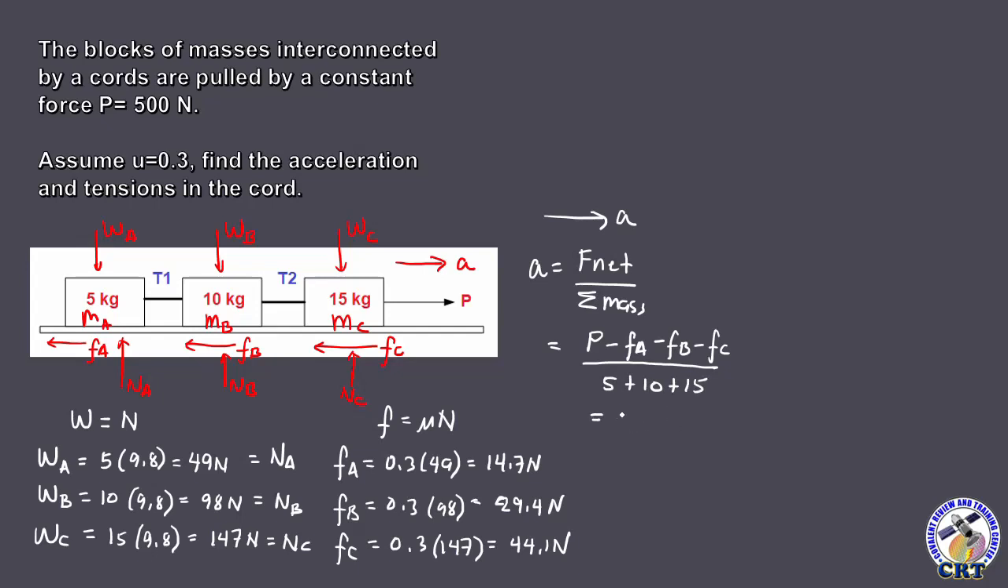Substitution in the numerator, so we have P, 500 newtons, minus FA, 14.7, minus 29.4, and minus 44.1, all over 30 kilograms. So, solve the indicated operation. This will give you 13.73 meters per second squared.